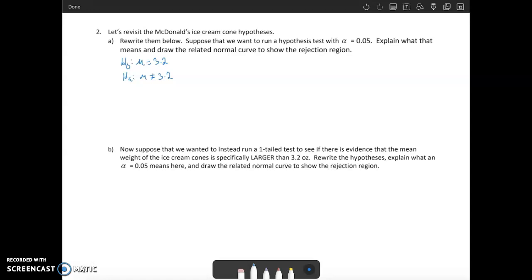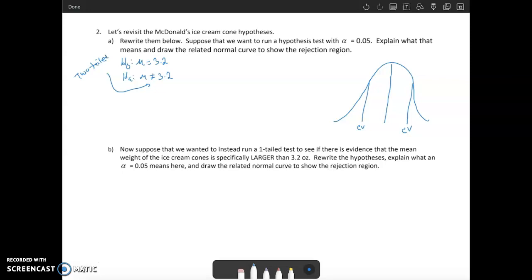ounces. Okay, let's see. It says, suppose we want to run a hypothesis test with alpha equals 0.05, the standard alpha value. Explain what that means and draw the related normal curve to show the rejection region. Okay, so first I'm going to draw the normal curve, just because that is an easy part here. So what we're going to have is some critical value here and here, because this is a two-tailed test, remember?